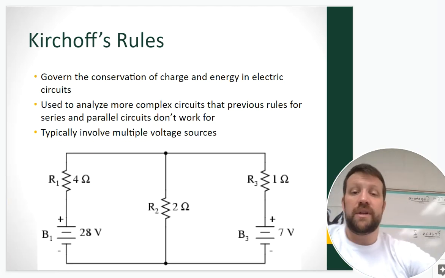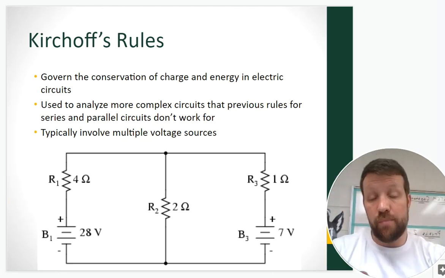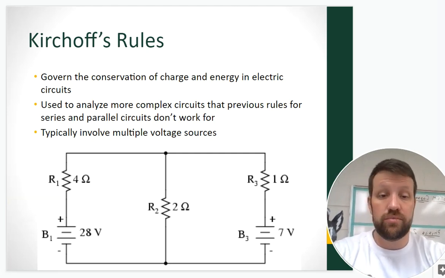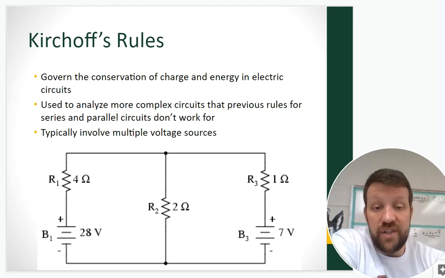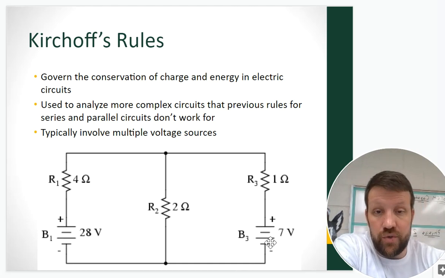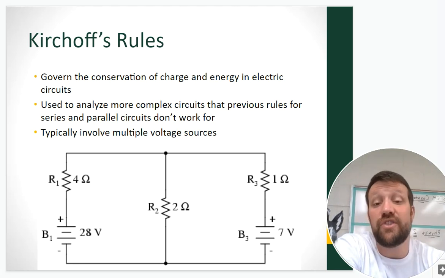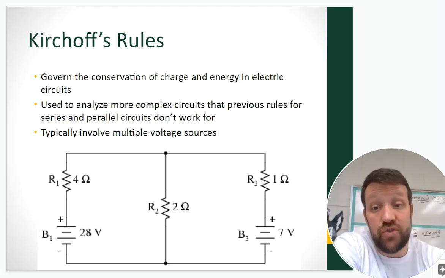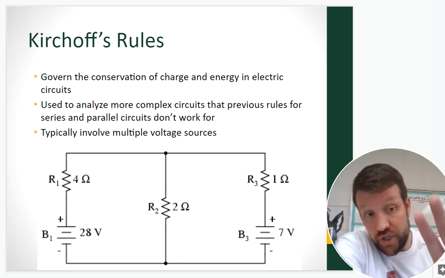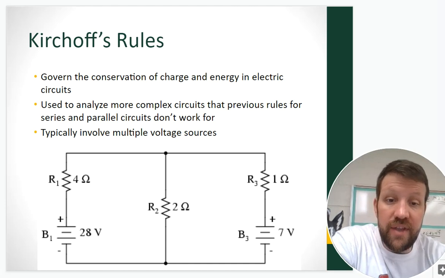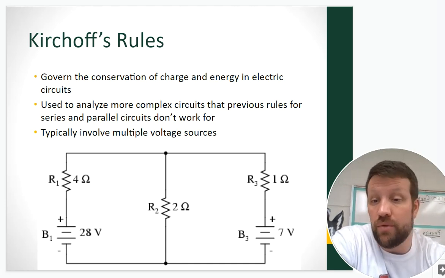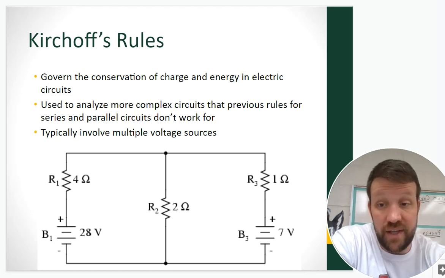So Kirchhoff is the last thing we need to talk about here, and I am positive I am mispronouncing that, so apologies to Kirchhoff, but I'm going to stay with using it one way there, and if I'm wrong, I'm wrong. What we're looking at now is a circuit where we have more than one voltage source. Okay, so these rules govern the conservation of charge and energy in electric circuits once we have more than one potential difference source, more than one source of the push that drives these circuits. So it analyzes more complex circuits, and this is typically involving multiple voltage sources. So a case like right here.